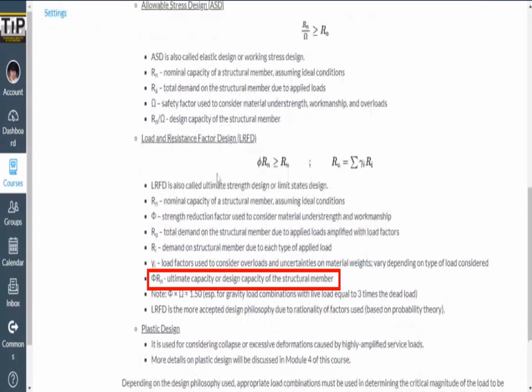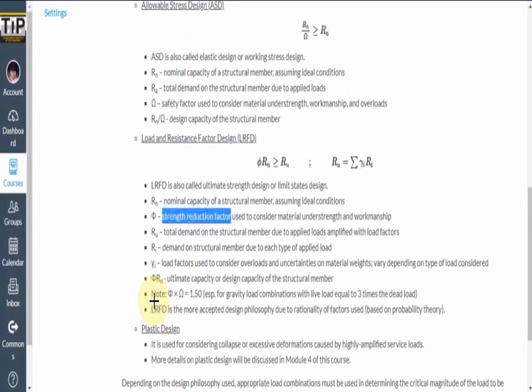So let me resume with this one. Another factor with this phi is that the strength reduction factor may be different depending on what action we consider. So for example, in flexure we use 0.9. In shear we use 0.75 in RCD, right? In flexure you use either from 0.65 to 0.9, but if you want tension control you usually use 0.9, right?